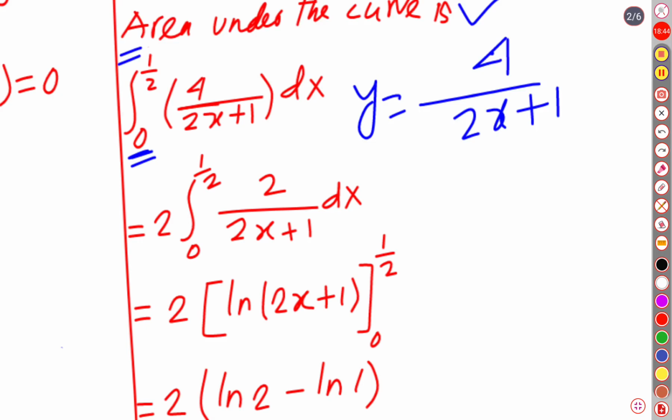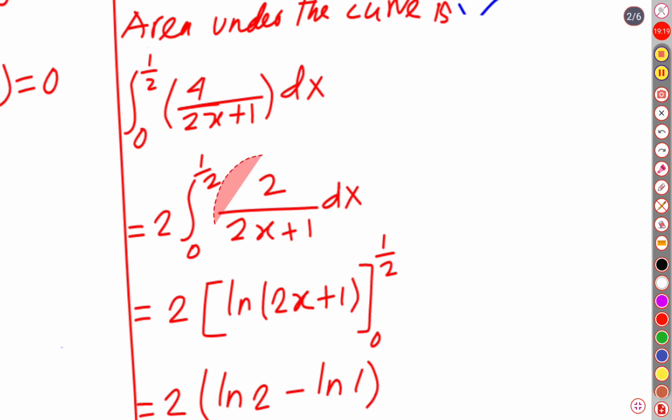If we integrate, look at this 4 over here. This 4 has been written in split form, that is 2 and 2, two 2s are 4. Now the question is, why are we undergoing this complication of splitting 4 into 2 times 2? Integration is actually antiderivative. The integration of 2 over 2x plus 1 is actually ln 2x plus 1.